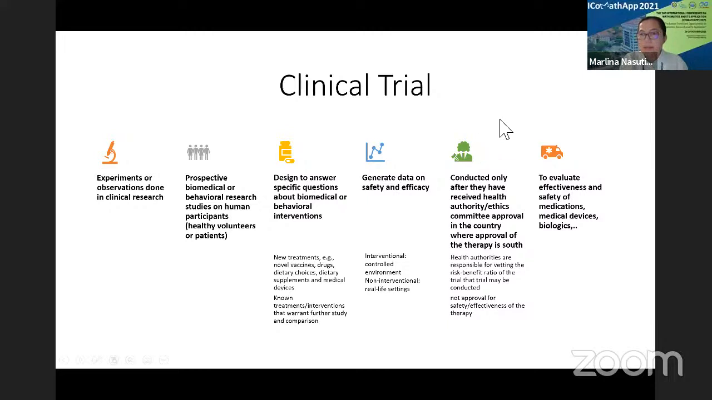And it is conducted only after they have received health authority approval. Of course, before everything can be started, it has to go through the approval from ethics committee. Of course, again, this is to establish the assessment of safety and or efficacy.